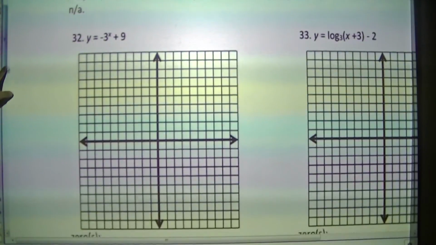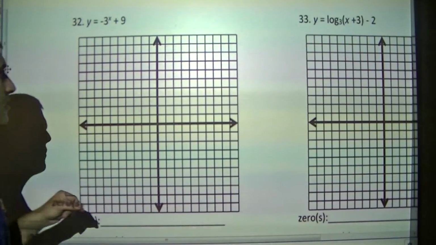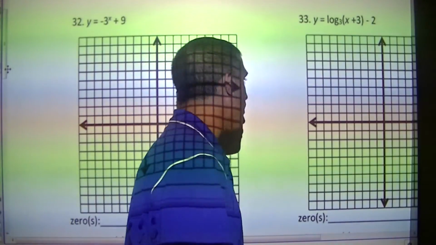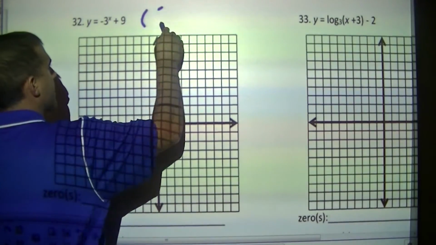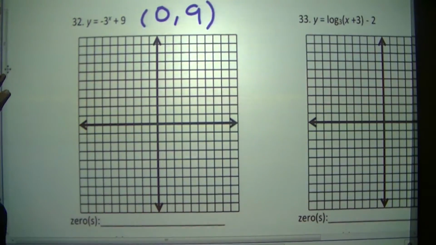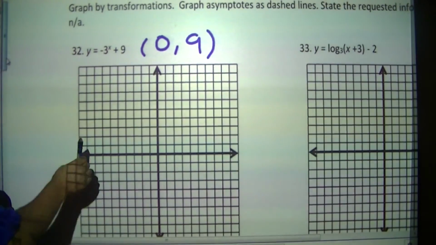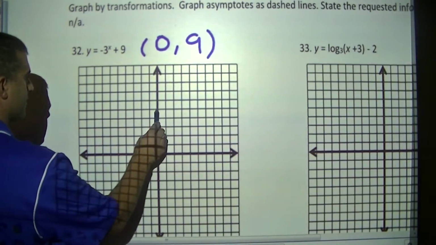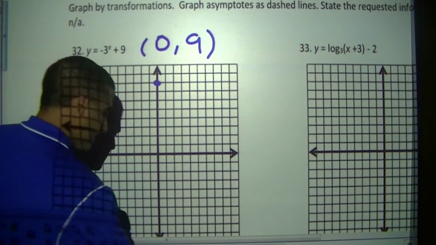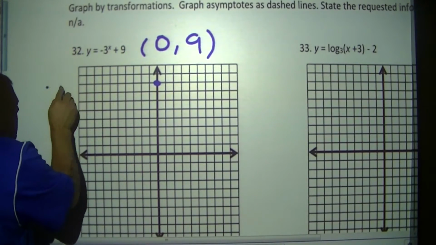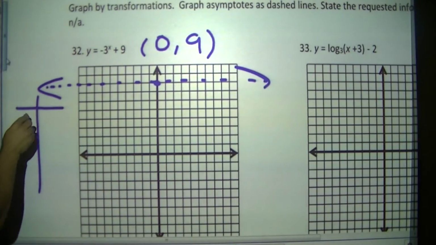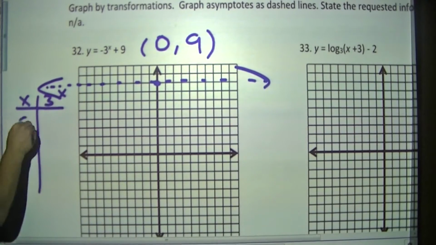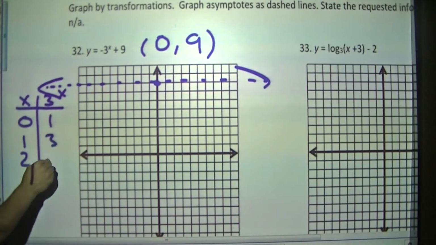Graph by transformations. So what we're going to do is graph this, and then find these different results. Since this anchor is going to be (0, 9), it's going to be (0, 9). So 0 over, up 1, 2, 3, 4, 5, 6, 7, 8, and 9, right here. Since it is an exponential, it's going to go through this. 3 to the x with 0, 1, and 2 is going to be 1, 3, and 9.